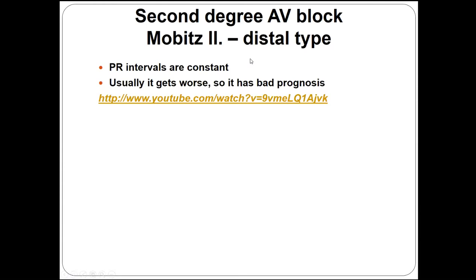Mobitz type 2 means that it's a distal block. Mobitz type 1 includes the AV node as a proximal block, mostly reversible, so the chance that the patient develops a third degree AV block is very low. However, in Mobitz type 2, yes, there are ischemic changes and it usually progresses to third degree AV block, and only the ventricle escape rhythm can save the life of the patient.